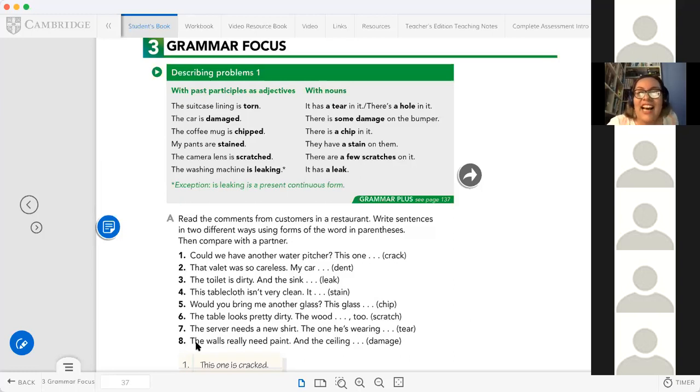And number 8, the walls will need paint and the ceiling has some damage. With damage, it has to be some, because it's not countable, okay? Or otherwise, and the ceiling is damaged. Perfect. Thank you very much. Super smart babies, okay? So there we go.